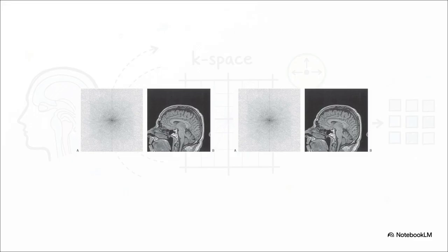Okay, so let's just get right to it. On the left, you're looking at the raw data that the MRI scanner actually collects. This is K-space. And yeah, it kind of looks like a starburst filled with static. On the right, that's the final crystal clear image of a brain. And that's the big question, right? How in the world does that on the left turn into this on the right?